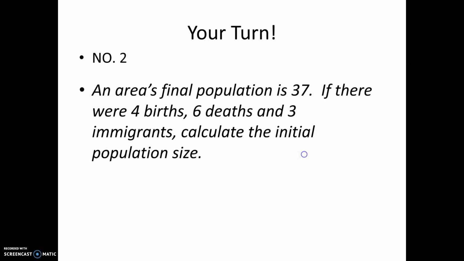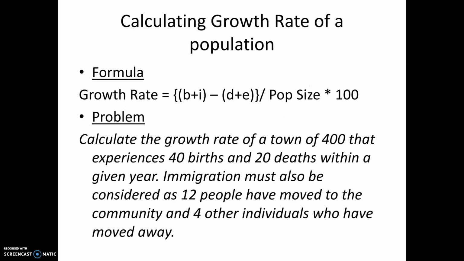Next. Growth rate of a population. Now we have several different ways to calculate growth rate. This is our first one right here. So it includes our birth plus immigrants minus deaths plus emigrants and our population size. We turn it into a percent by multiplying it by 100 here at the end because it's a rate.